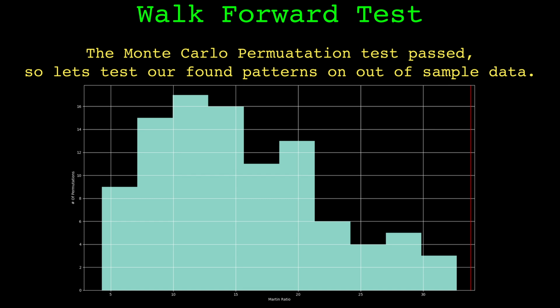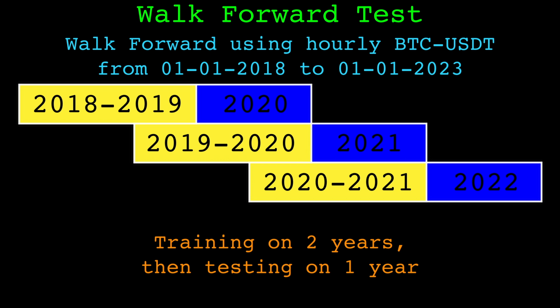We've seen that our data mining process is finding something stronger on real data than it finds on noise or permuted data. So at this point, we'll try using our found patterns on out-of-sample data. We will use a walk-forward test to see if our patterns work on out-of-sample data. I'll again use hourly Bitcoin data, but from the beginning of 2018 to the end of 2022. We will train on 2 years of data and test on 1 year of data. So in this case, finding patterns with 2018 and 2019 data, then testing them on 2020, then training on 2019 and 2020, and testing on 2021, and so on. Let's look at the code for this, and then I'll show the results.